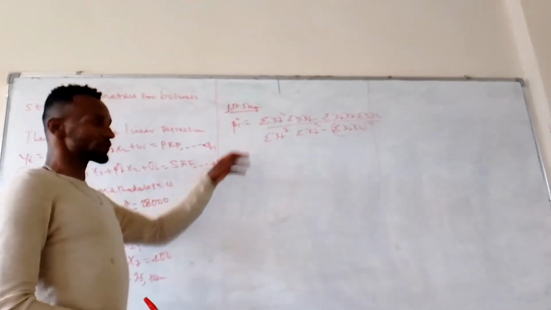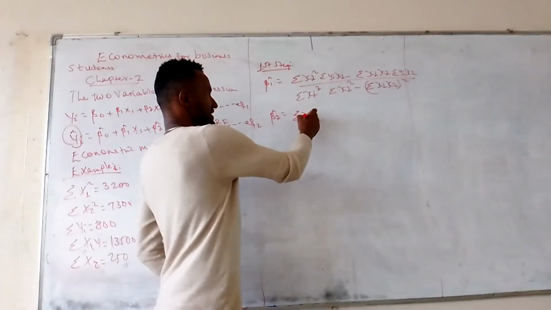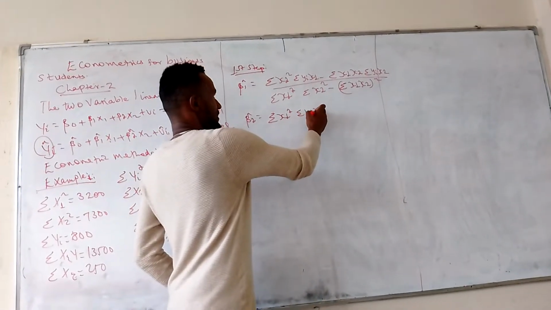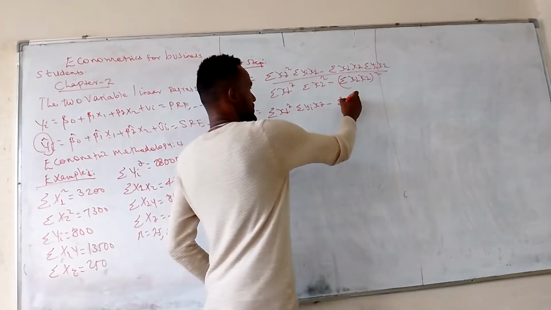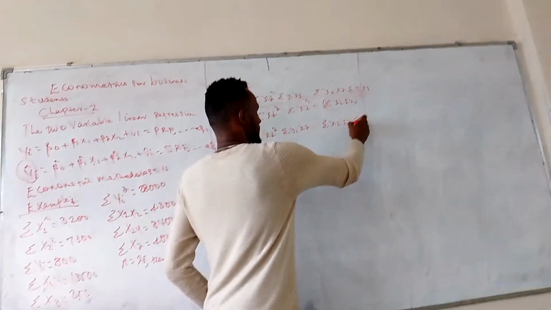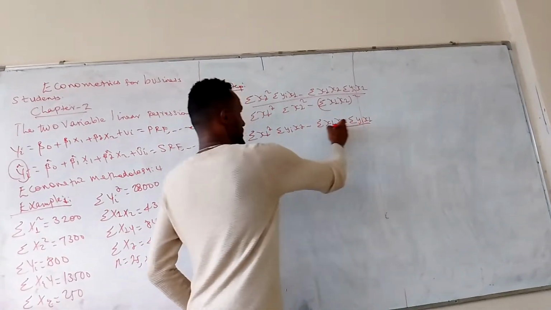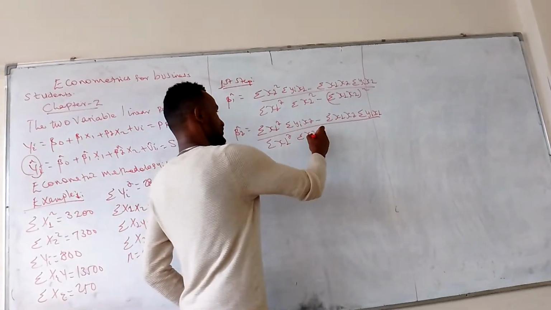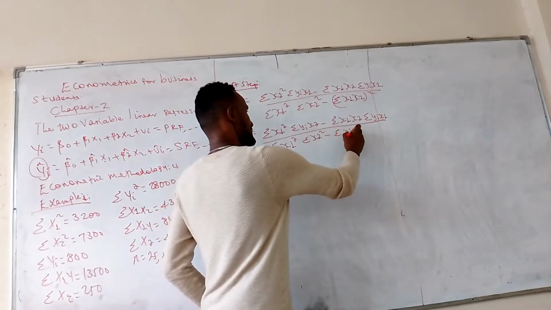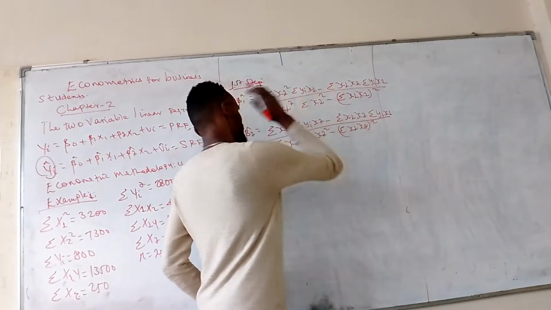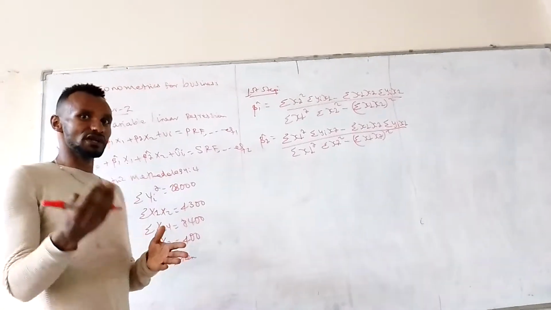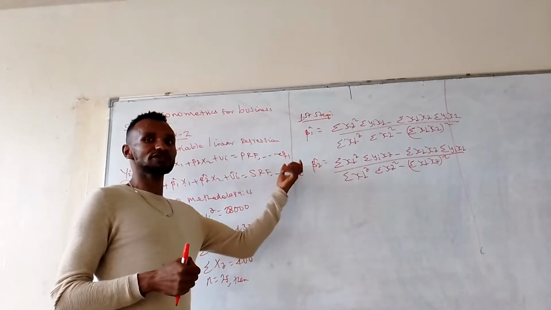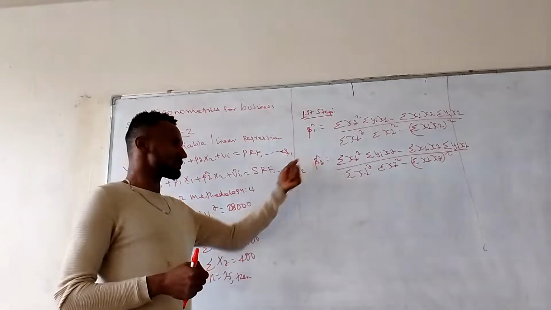The same is true for beta 2. The general formula is the summation of x1 squared times the summation of yi x2, minus the summation of x1 x2 times the summation of yi x1, divided by the summation of x1 squared times the summation of x2 squared, minus the summation of x1 x2 squared. So this is our general formula, how we can compute and generalize our population values by using the sample values.